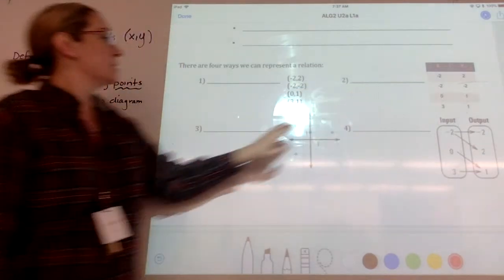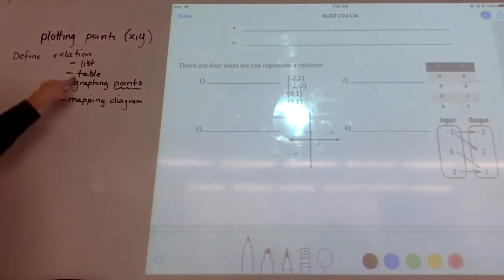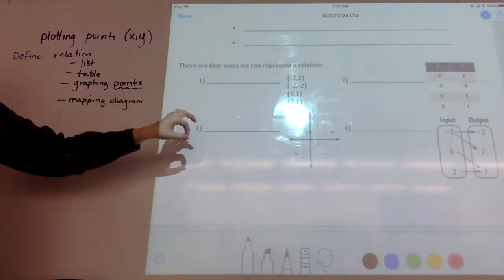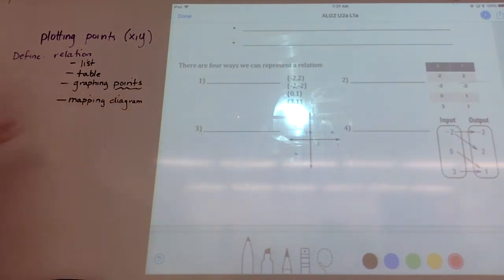The one on the right is going to be a table. Underneath is where I'm graphing the points, so the points themselves are the relation. And the last is the mapping diagram. So yes, you can just write down the vocabulary word that describes what's being shown.